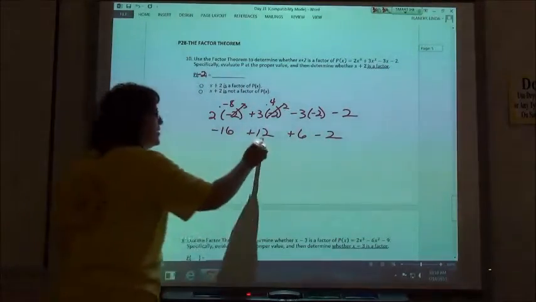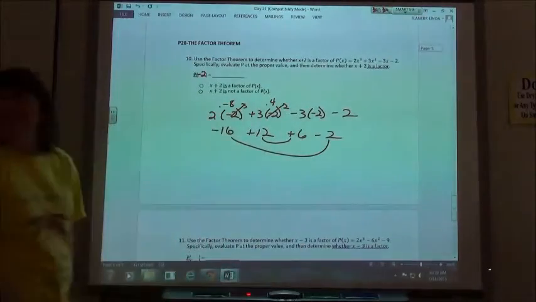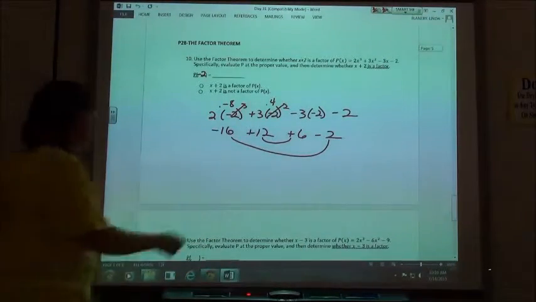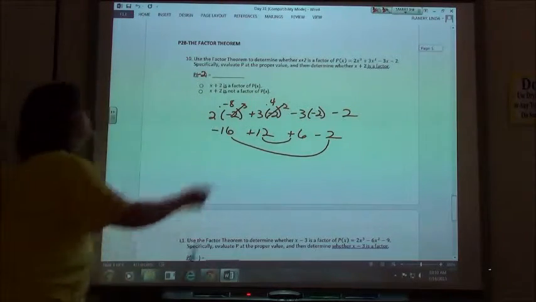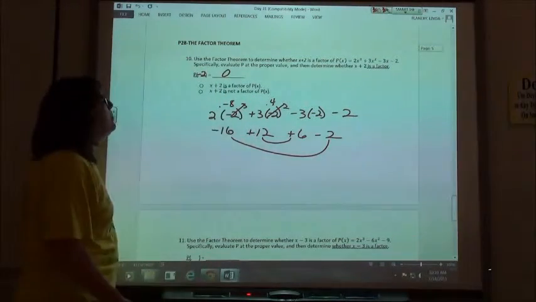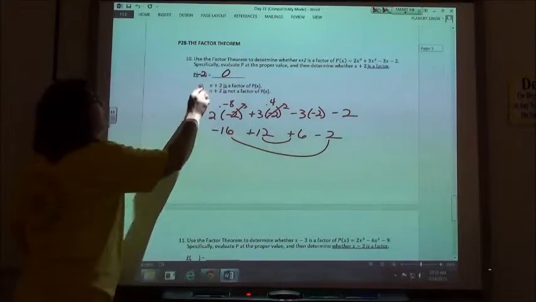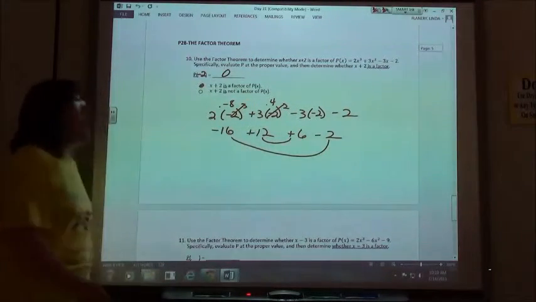I would probably do these two together and those two together, just because that makes it easy. If I do that, I get 0. So they're going to have you put a 0 in the blank. Is it a factor? Yes, it is, because we did get an answer of 0.